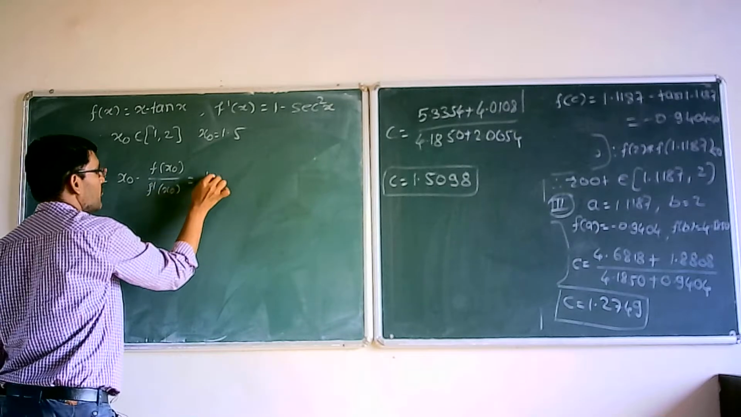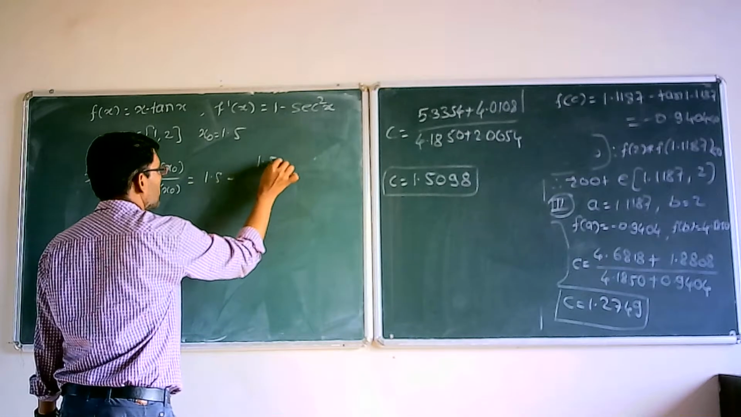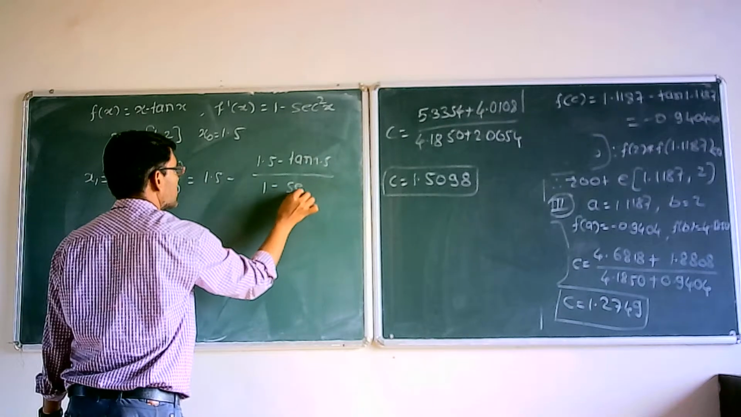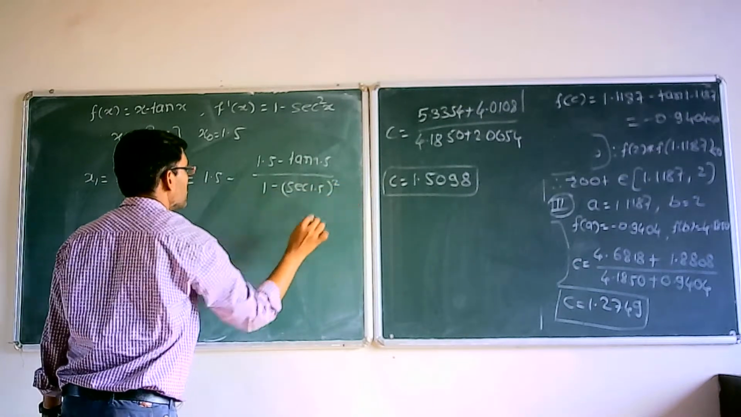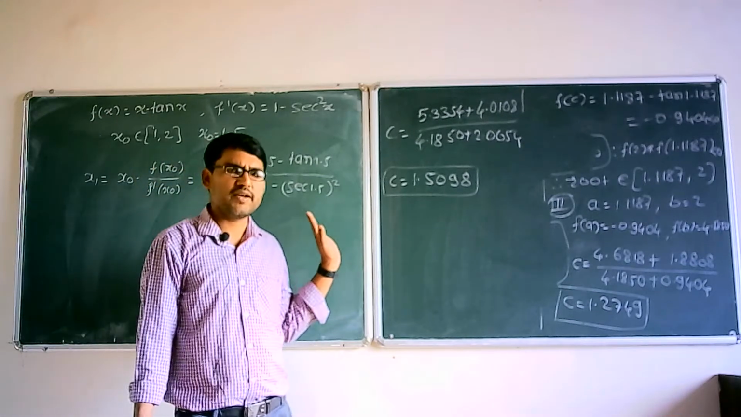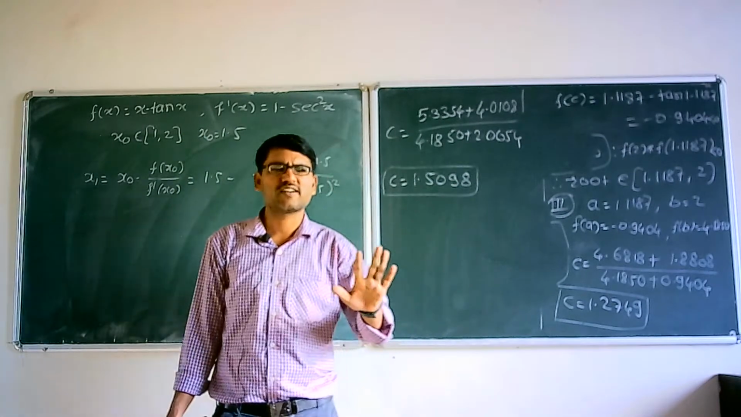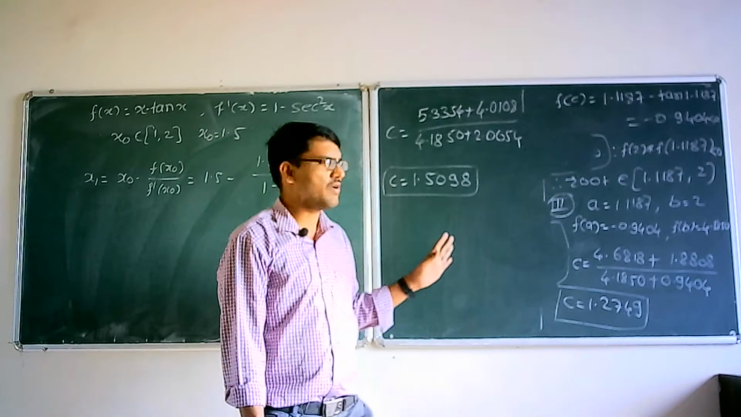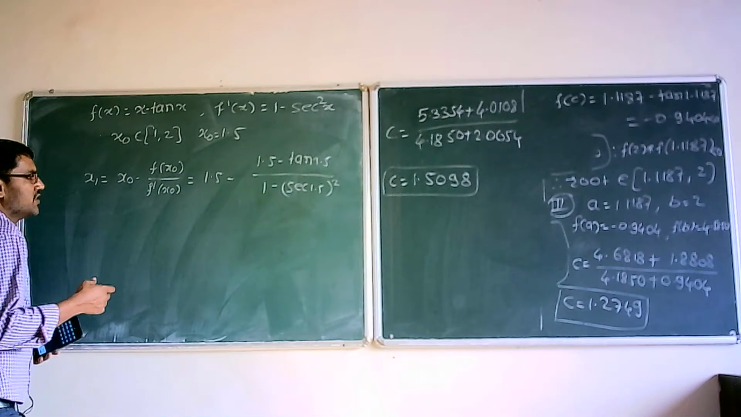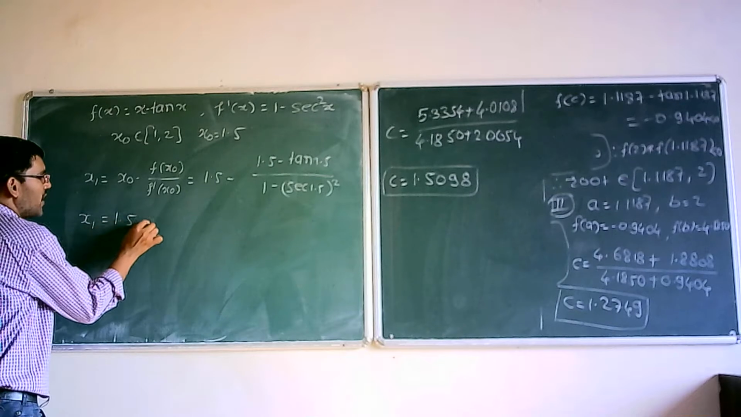So it is equal to 1.5 minus tan of 1.5 divided by 1 minus sec 1.5 square. If you solve this, you will get the value of x1. Why am I going to solve this example using the Newton-Raphson method? Because the rate of convergence of the false position method is very slow, it is linear. You may require 10 to 12 steps, so instead I am going to use the Newton-Raphson method.